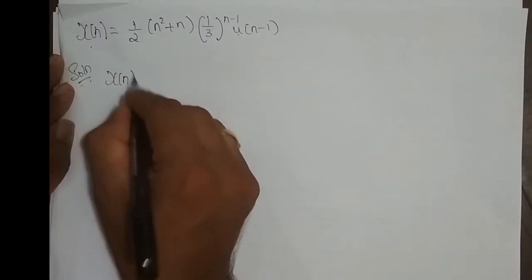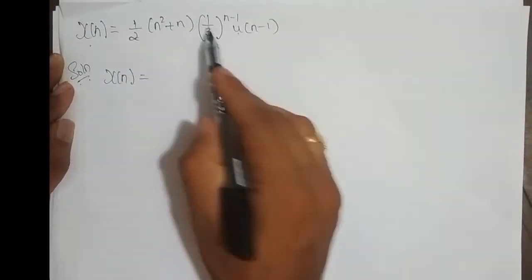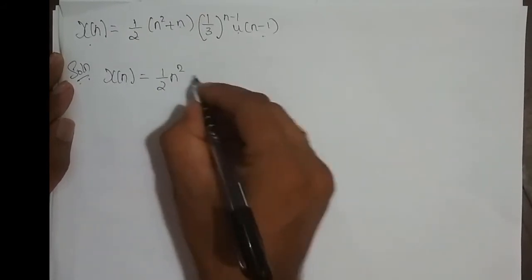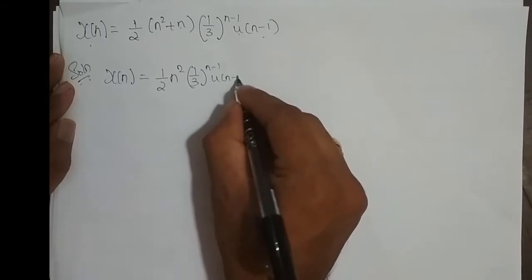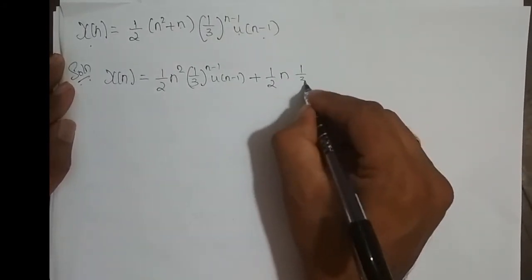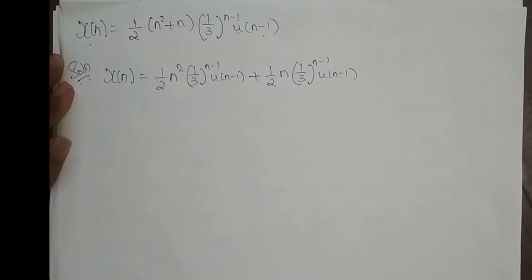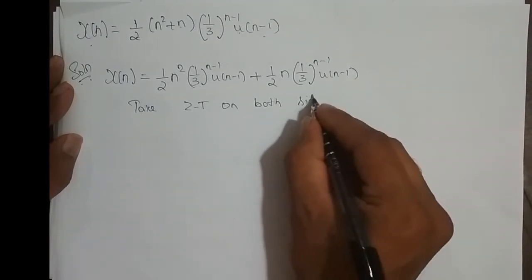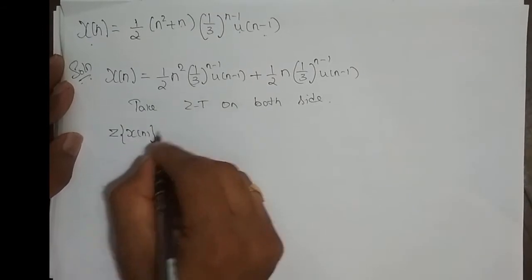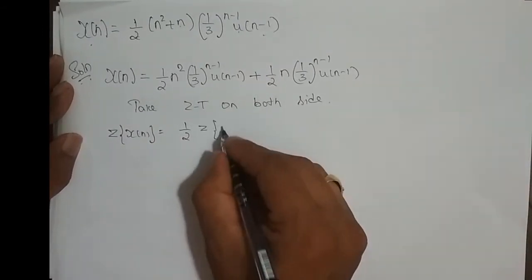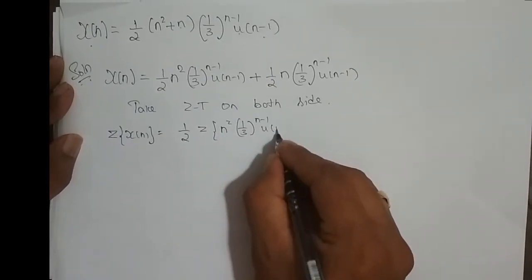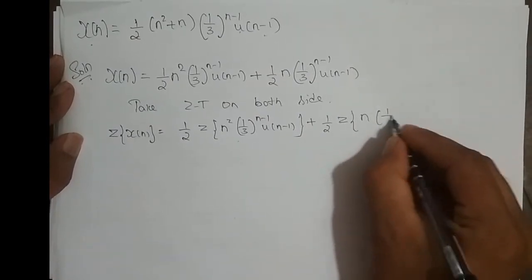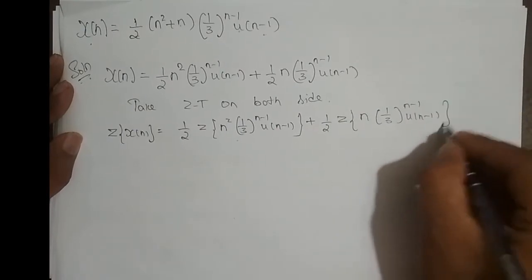Solution. So x of n, I can split this signal, right? 1 by 2 times n square times this signal 1 by 3 power n minus 1 u of n minus 1 plus 1 by 2 times n into this signal, right? So it is nothing but 1 by 2 times n square times 1 by 3 power n minus 1 u of n minus 1 plus 1 by 2 into n into 1 by 3 power n minus 1 u of n minus 1. Okay, so if I take Z transform on both sides, Z transform of x of n is equal to 1 by 2 times, it's a constant, I can take it outside, Z transform of n square 1 by 3 power n minus 1 u of n minus 1, which was the previous problem here. So plus 1 by 2 times Z transform of n into 1 by 3 power n minus 1 u of n minus 1, which we have solved previously, right?